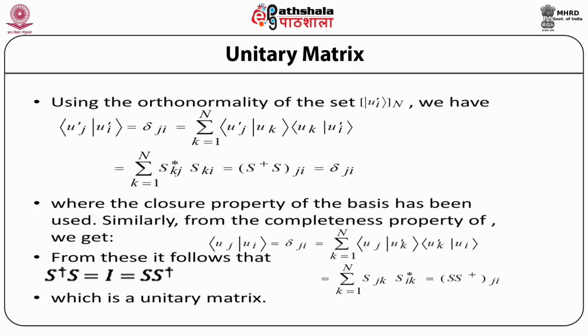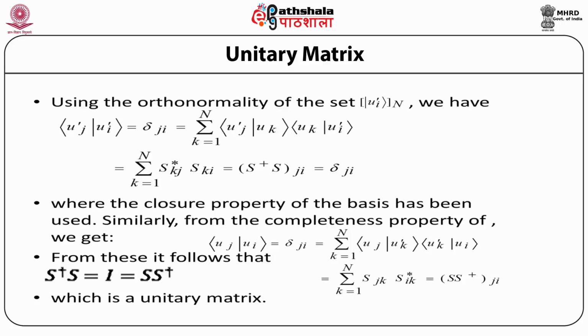Similarly, if we also use the completeness property of the basis, we get bra vector uj ket vector ui is equal to delta ji, which is equal to summation over k going from 1 to n bra vector uj ket vector uk prime, bra vector uk prime ket vector ui, which is equal to summation over k going from 1 to n Sjk Sik star, which is equal to S S dagger ji.